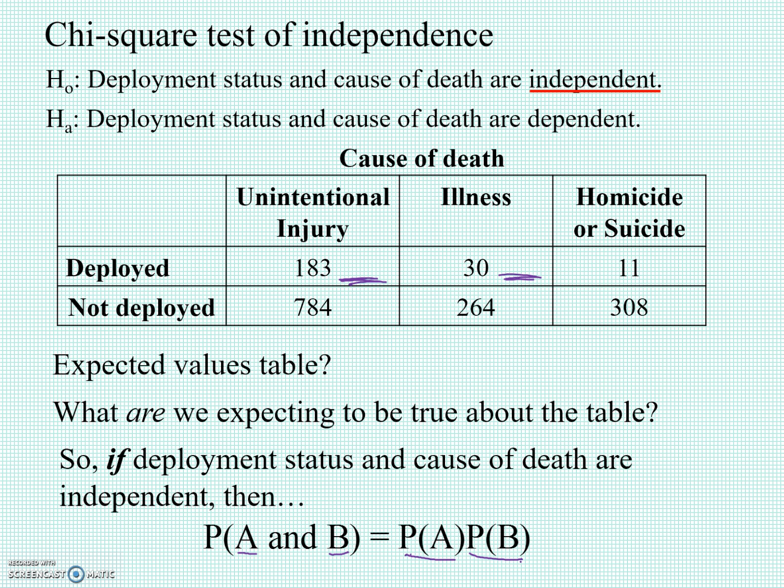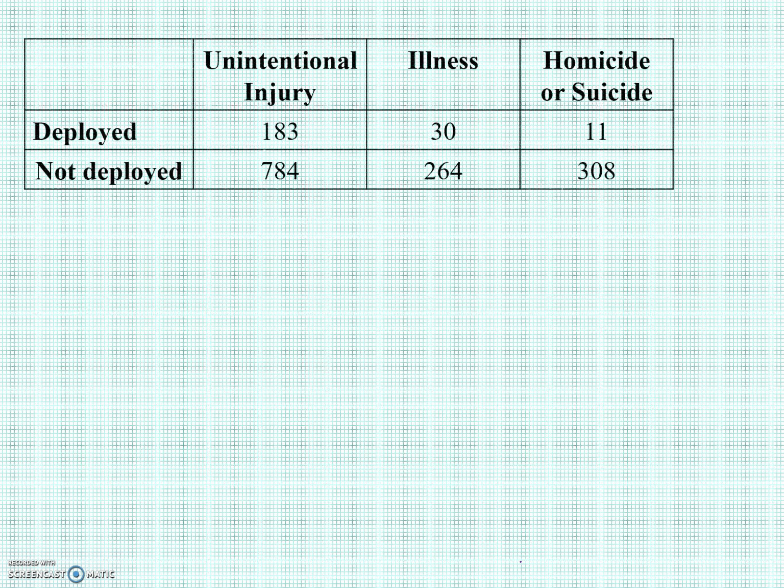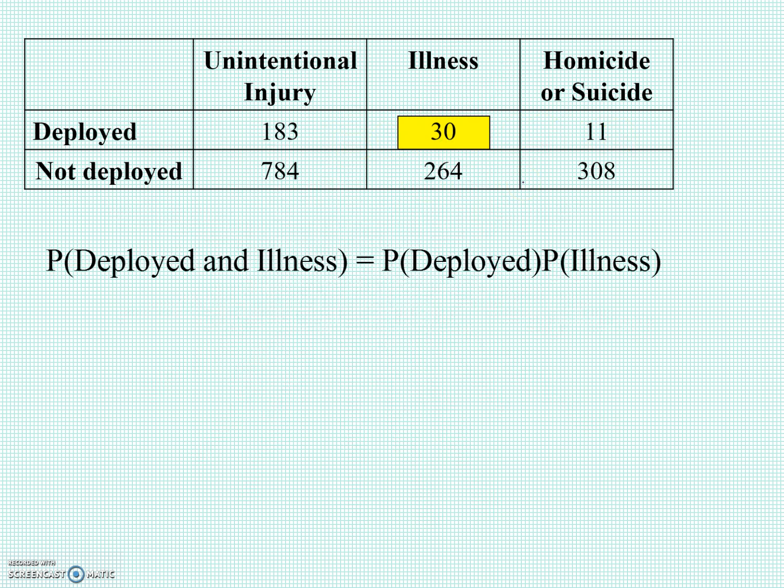Let's look at one specific example in this table: the probability of deployment and also dying of illness. To do any of these expected values, I'm going to need to find some totals. So I'm going to find all my total values for the entire table. I'm going to add my unintentional injury together, add illnesses together, homicide or suicide, and then I'm also going to add across. There are my totals. So I have a total of 1,580 people in my sample.